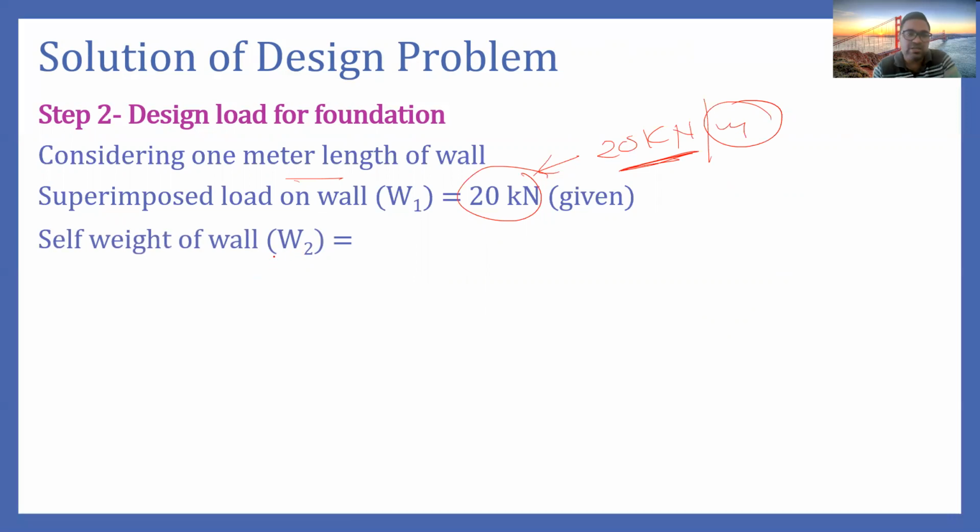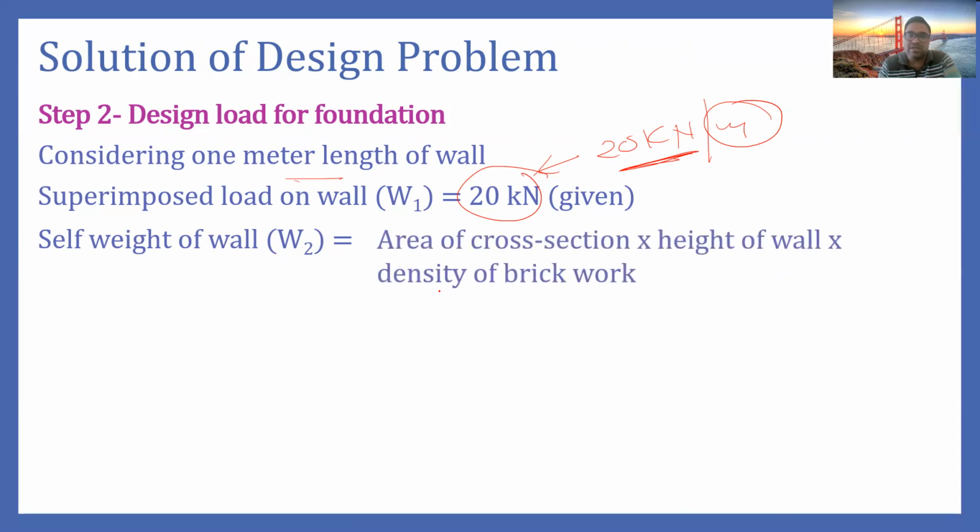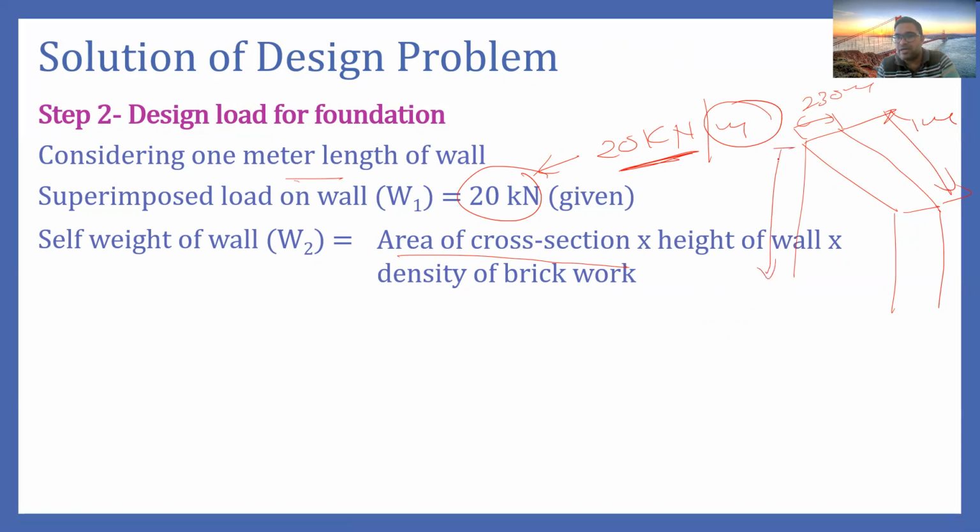And W2 is the self weight of wall. We can calculate the self weight of wall as volume of wall multiplied by the density of brick masonry. So volume of wall is area of cross section of wall multiplied by the height of wall. I have written here area of cross section of wall, which means the wall will look like this, and this will be the thickness, which is 230 mm, and this will be the length, unit length, which is 1 meter, and this will be the height, which is already given in the question. I think it is 3 meter.